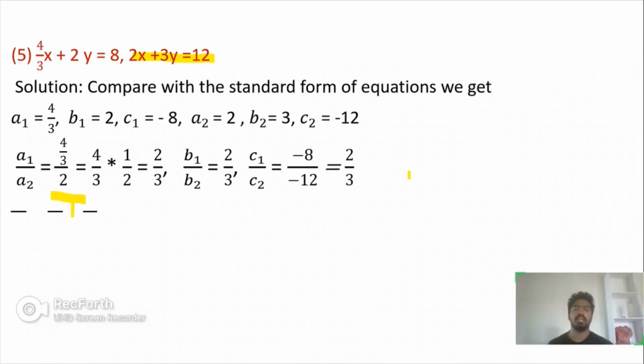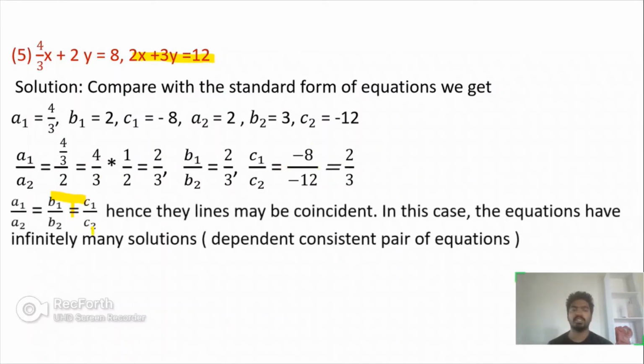So, from this step, we clearly know that a1 by a2 is equal to b1 by b2 is equal to c1 by c2. Hence, the given pair of lines may be coincident. In this case, the equations have infinitely many solutions. So, this comes under the dependent consistent pair of equations.